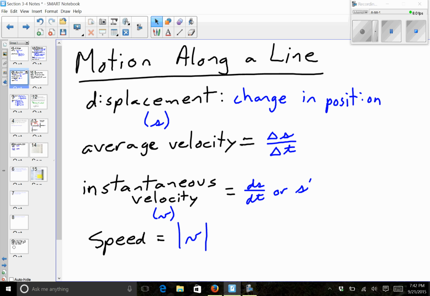But what this video is going to focus on is motion along the line, so either it's linear, so we're moving, say, left and right or up and down. And just some review of vocabulary with this. When we talk about displacement, we're talking about change in position.